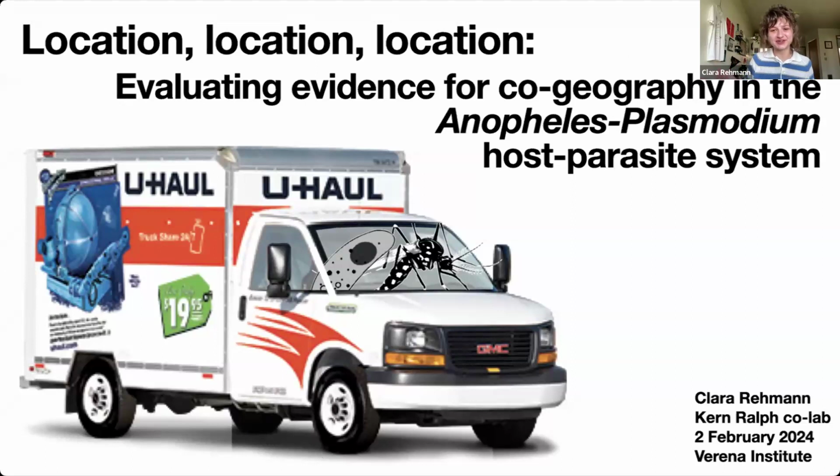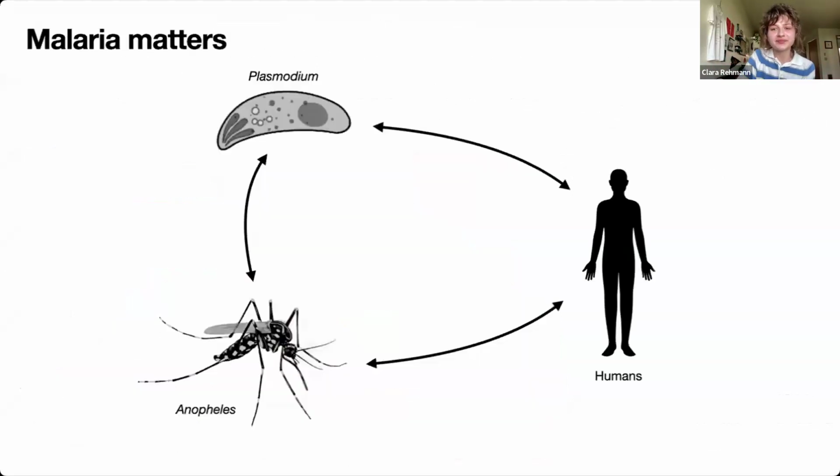And yeah, so I'm going to be talking about using machine learning to identify co-geography between Anopheles and Plasmodium. So I don't think I need to convince anybody that vector-borne diseases are a big deal, and malaria in particular is a pretty big public health threat. And biology-wise, it's also a pretty neat system because we have at least 3 players here that are all kind of interacting with each other.